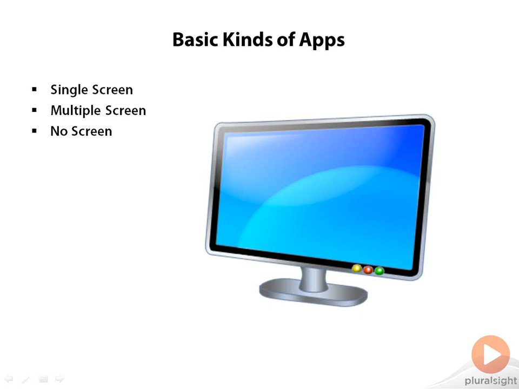There are three basic kinds of Android applications that you most commonly encounter. There's a couple of other types as well, but we'll talk about those later. The three basic types of applications are a single screen app, a multiple screen app, and apps that really don't have any screens or they have minimal user interfaces. Let's look at each one of these in a little bit more detail.